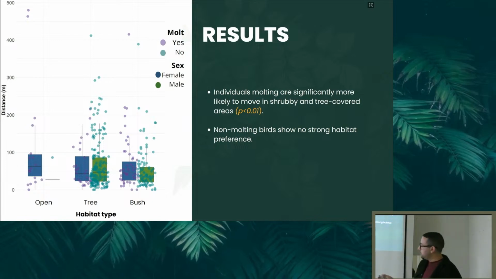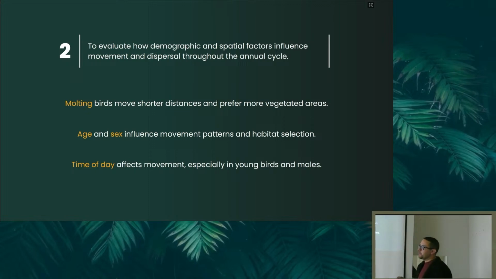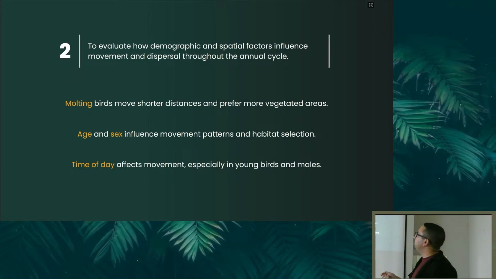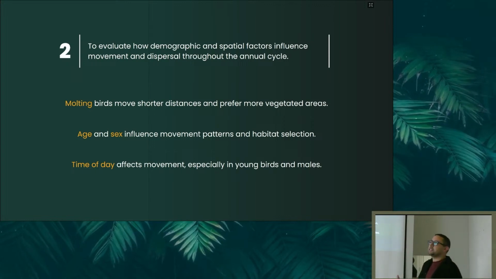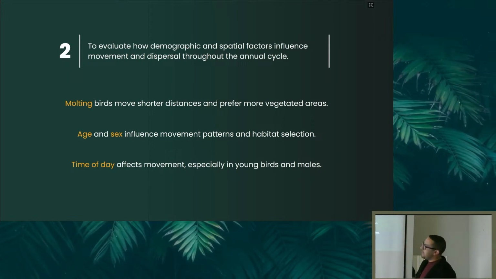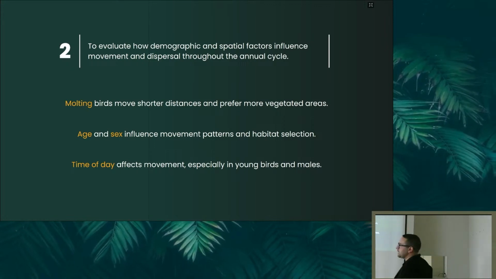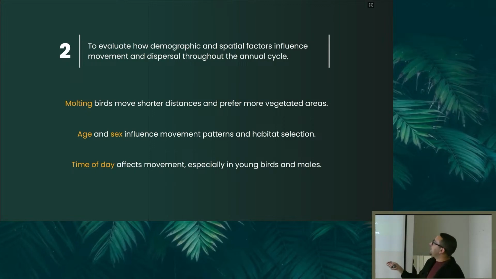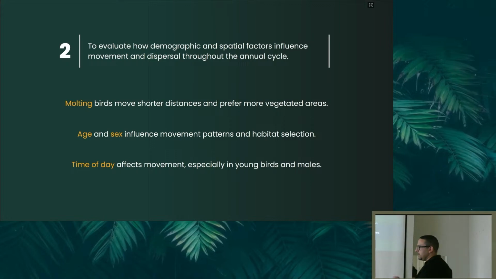To open habitats. And just to conclude this project, also it's still going on, we're still running analysis, but we know that molting birds, based on these results, did show shorter distances traveled, preferring those more close or dense areas of vegetation. Age and sex also showed a significant effect when tested across times of the day. And we knew now that times of the day affected movement, especially in young birds and young males particularly.